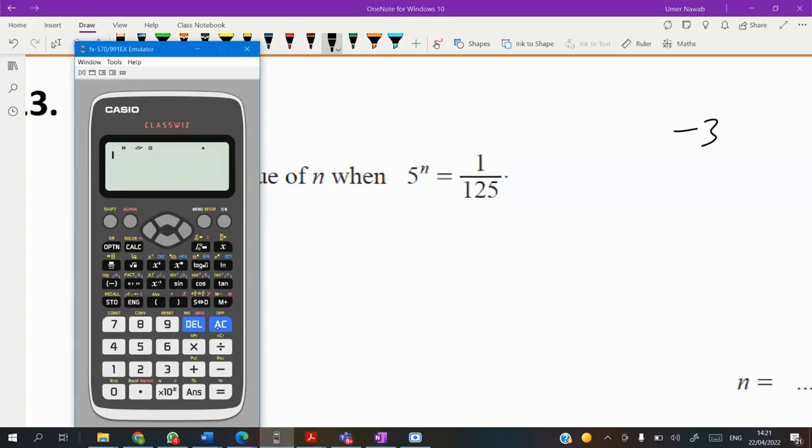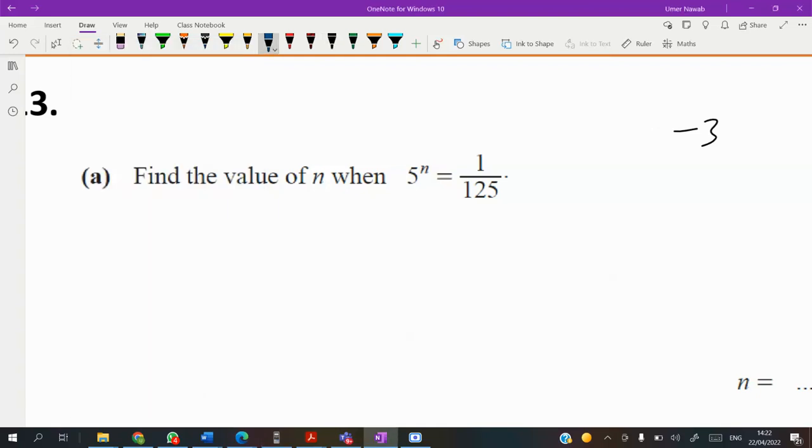Second thing is how to use the equation solver. 5 raised to the power x. So I write x, then write the equal sign from the calculator. Then on the other side, 1 over 125. I want to solve it. Don't press equal sign, press shift solve. The calculator will take the initial guess, ignore it, just press equal sign. I got -3.